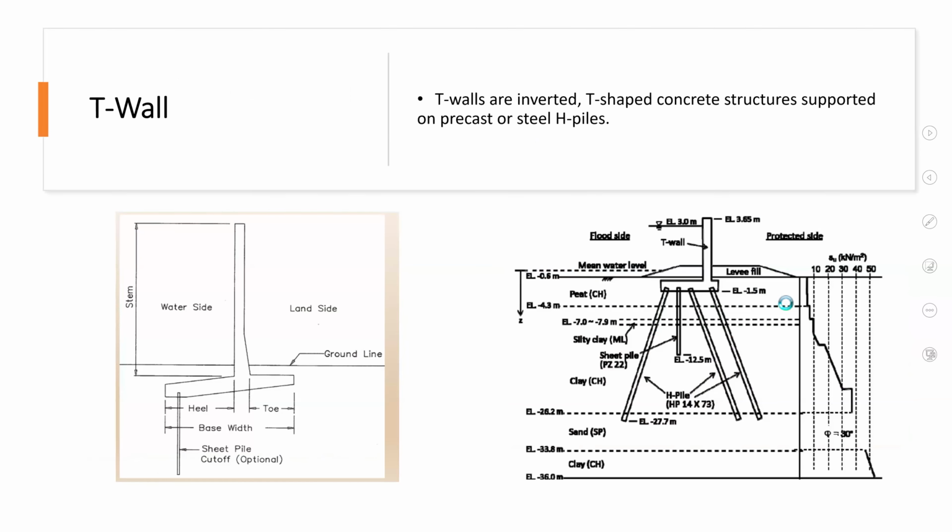Okay, the T-walls are inverted T-shaped concrete structures supported on precast or steel H-piles. As we can see right here in the free body diagram, the T-wall is kind of L-shaped. Okay, this is the flood side, and this is the land side. And if we take a look beneath the T-wall, we can see the sheet pile right here and the H-pile that supports the T-wall.